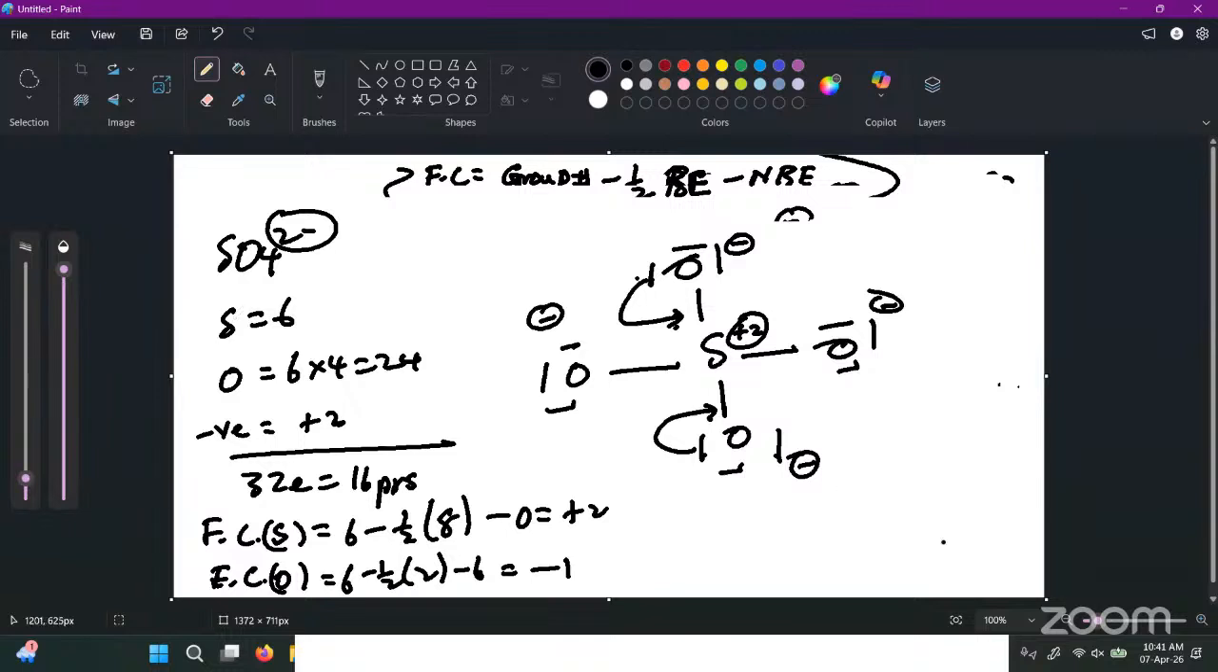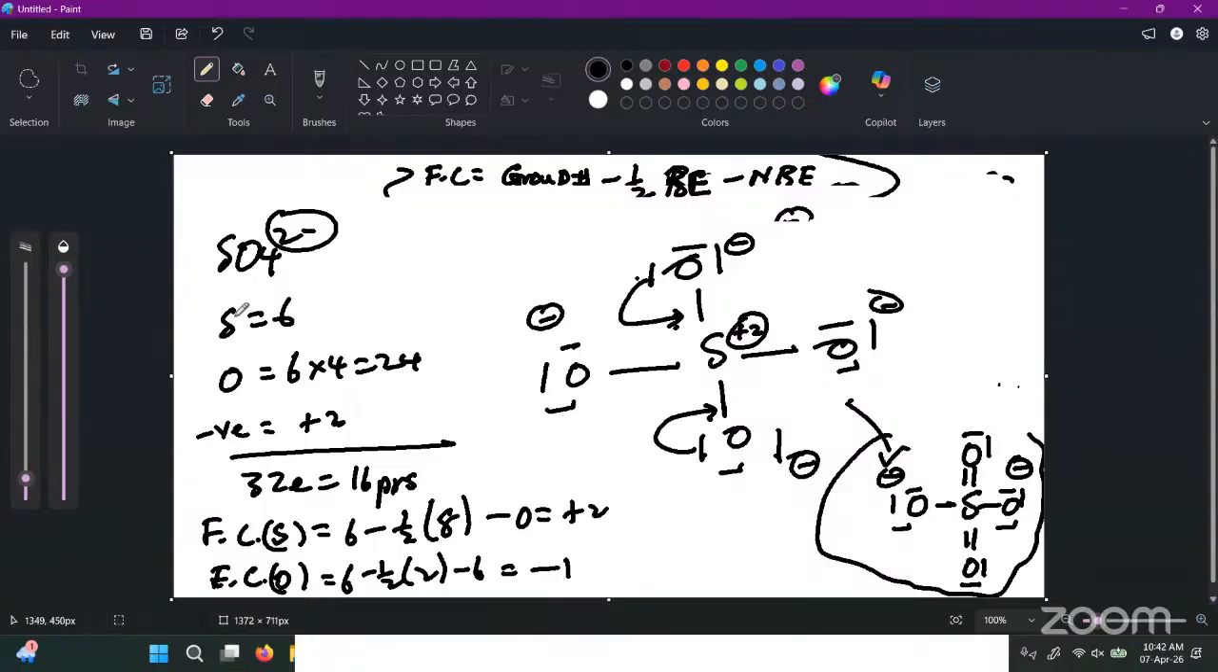So therefore, the final answer in this case, if I can squeeze it in this corner right here, would be S double bond O, single bond O, single bond O, double bond O. And that would be the final answer, right? So in this structure, sulfur has 1, 2, 3, 4, 5, 6 pairs of electrons, right? Which is possible because sulfur is in period 3, all right?